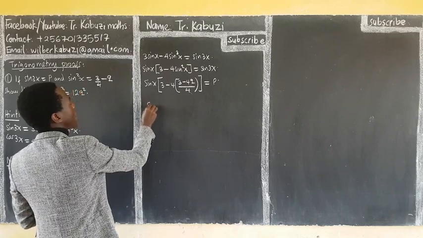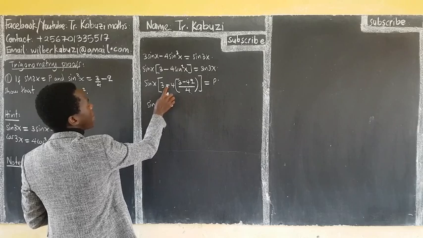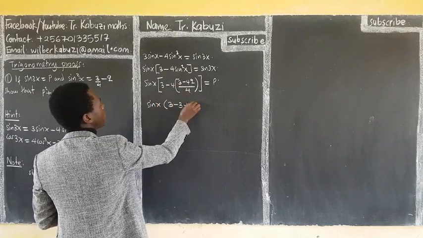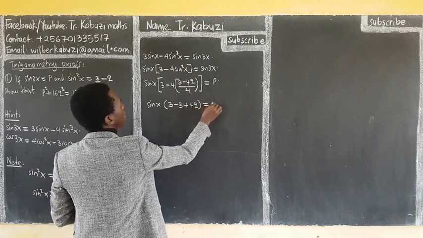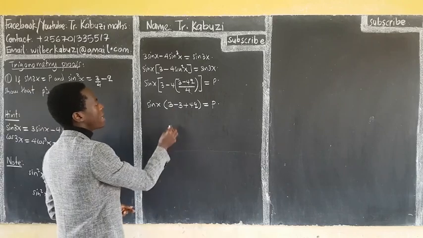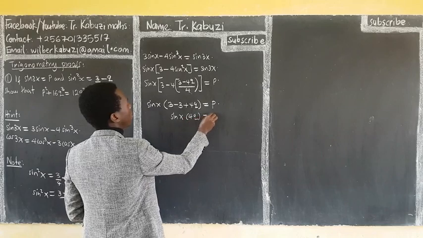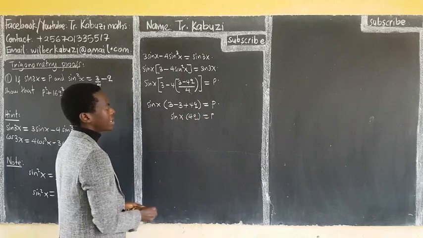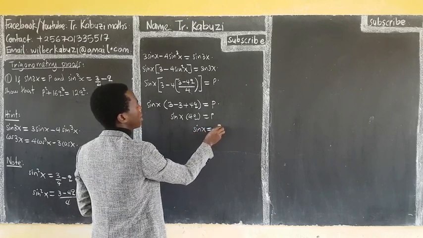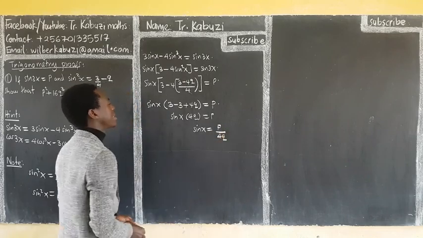So we have now sine x into this, we have 3, then minus times this we get minus 3, and minus times this we get plus 4q. They're all equaling p. So now this one is going to cancel, and so we have sine x into 4q equaling p. Can we make sine x the subject? Our sine x is going to be p over 4q, simple as that.